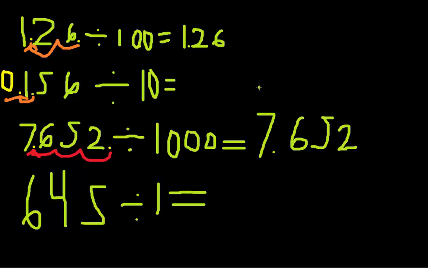Now let's do 6.45 divided by 1. Since there's no 0, we don't even have to move this at all. So it's just going to stay this number, 6.45. So yeah, I hope you know this already.